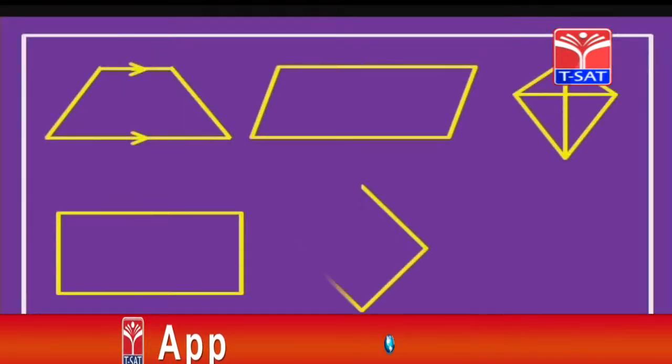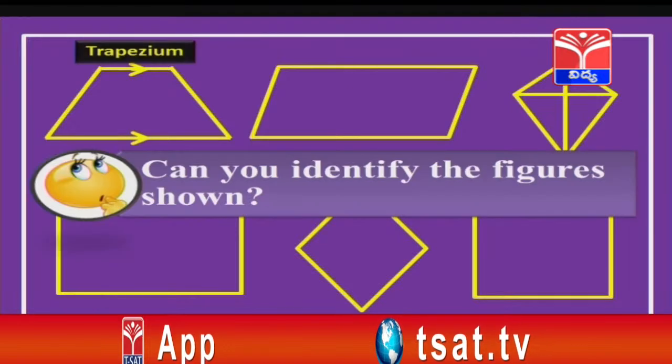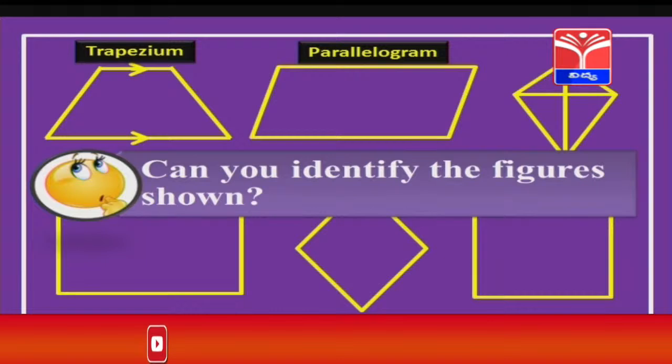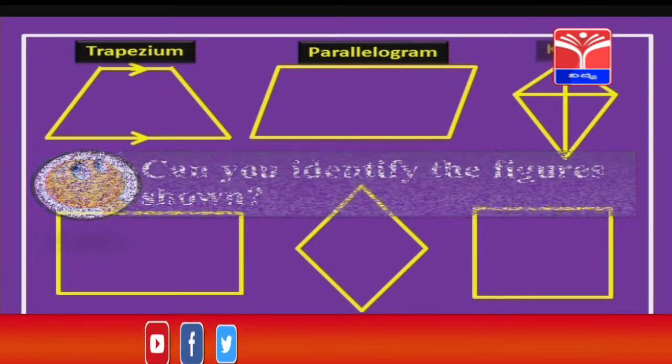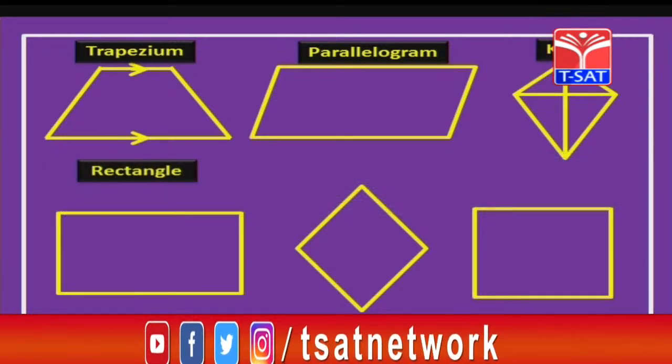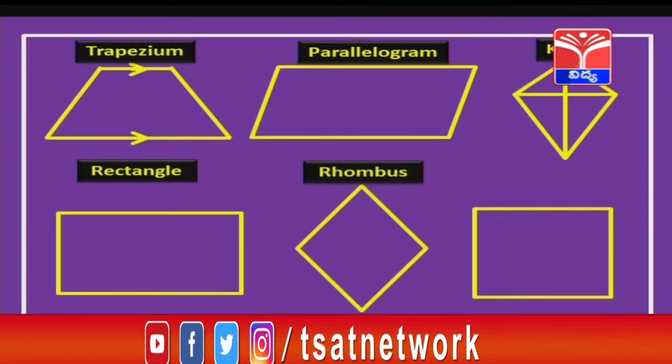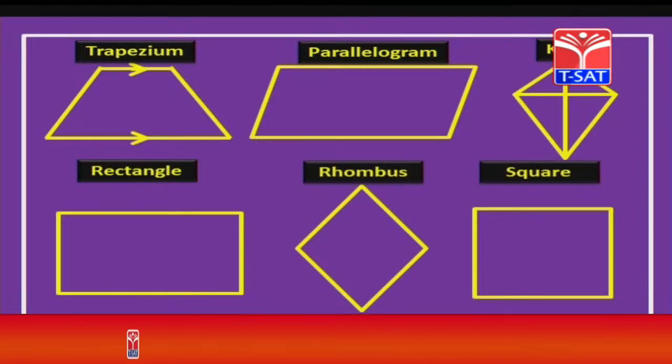Now, take a look at the images shown on your screen, children. The first one is a trapezium, the second one is a parallelogram, the third one is a kite, the fourth one a rectangle, the fifth a rhombus, and the last one is a square.